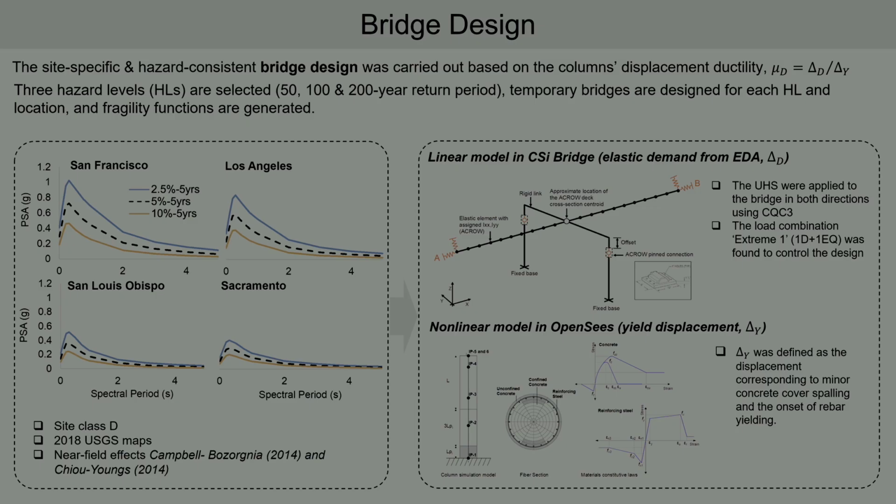Now, in terms of demand, in terms of spectral acceleration, here you see the uniform hazard spectra derived for all 4 locations and for 3 hazard levels.